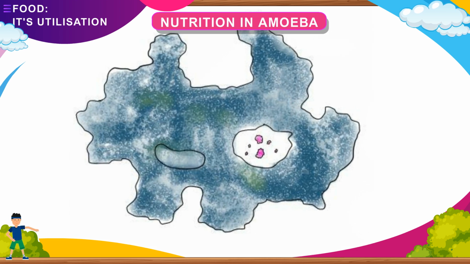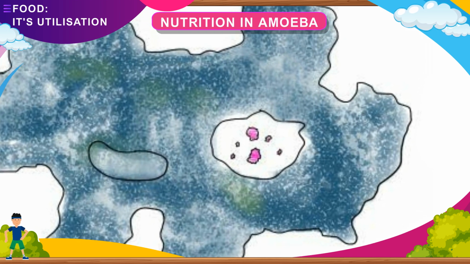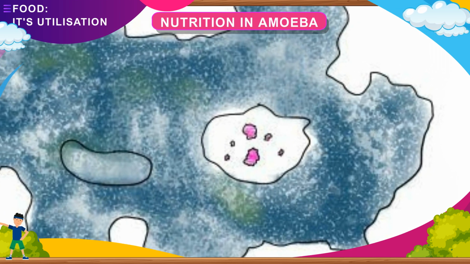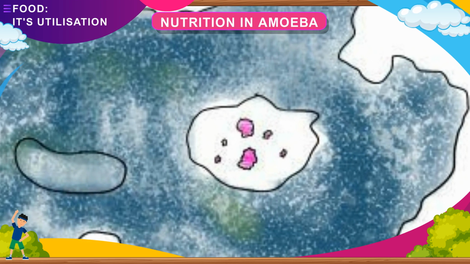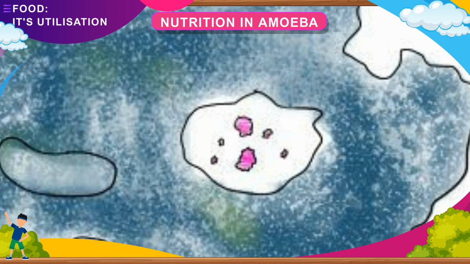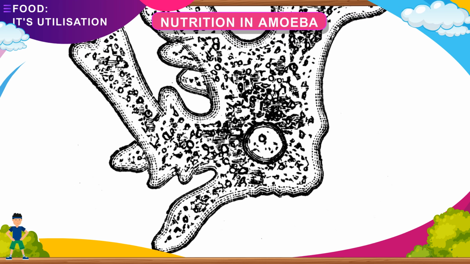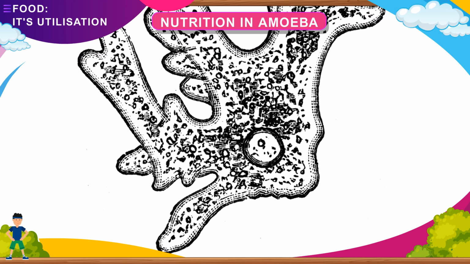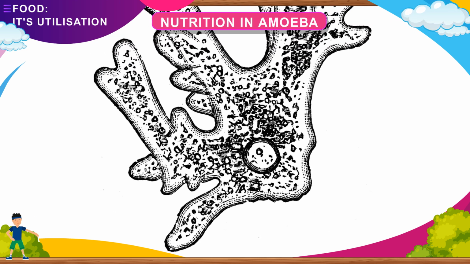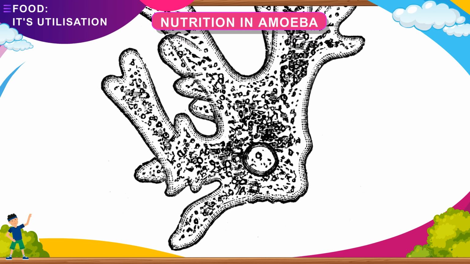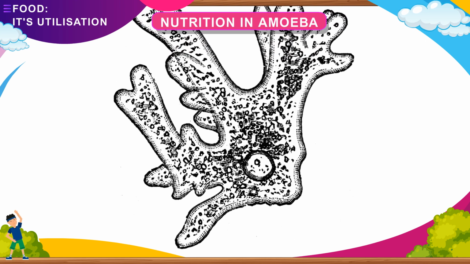Within the food vacuole, the food particle is acted upon by biochemicals called enzymes, released from the protoplasm. These enzymes convert the food particle matter into simpler components that can be used by the amoeba. This process is called digestion. The digested material enters the amoebic protoplasm, where it is used to release energy and carry out the life activities. This is called assimilation. This movement of digested matter from the food vacuole to the protoplasm is termed as absorption.